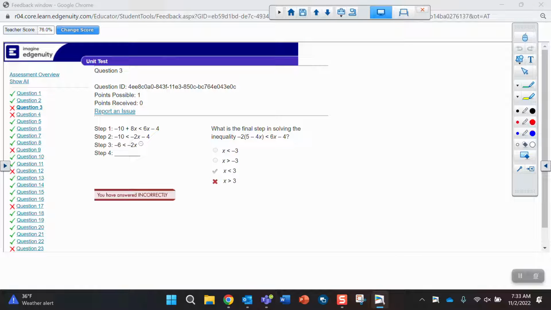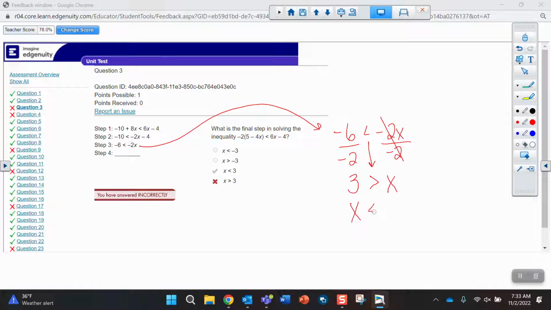So I'm actually going to take this third step over here. -6 is less than -2x. So we would need to divide both sides by -2. Remember that when you divide by a negative, that causes the inequality symbol to flip. And so we get 3 is greater than x. And if I rewrite that with the variable on the left-hand side, that's the same as x is less than 3. So it looks like maybe you just forgot to flip the symbol on that one.